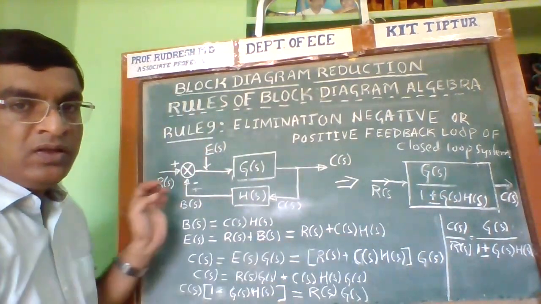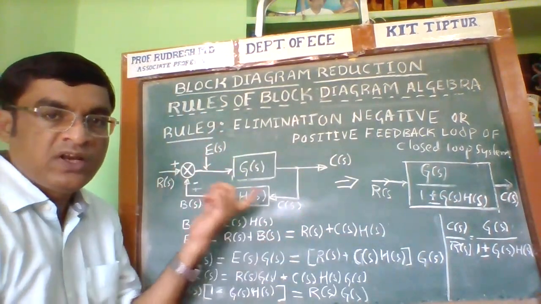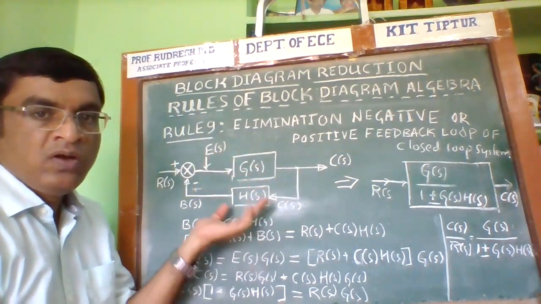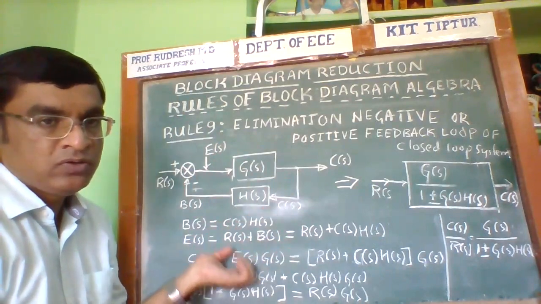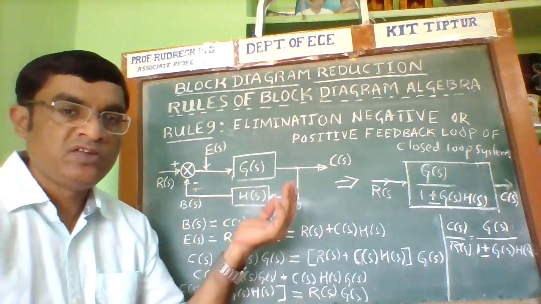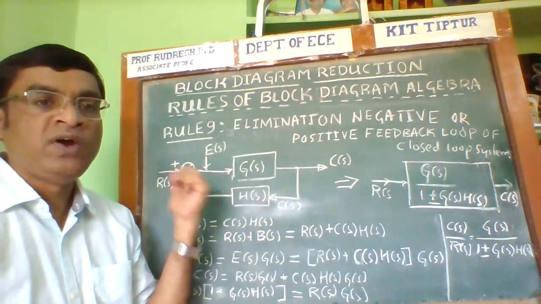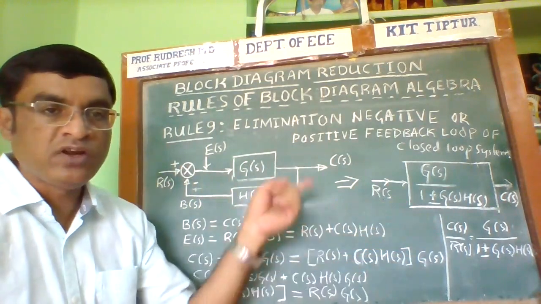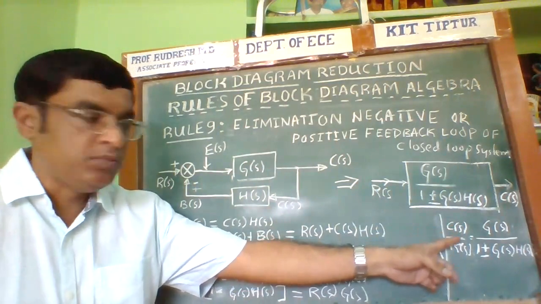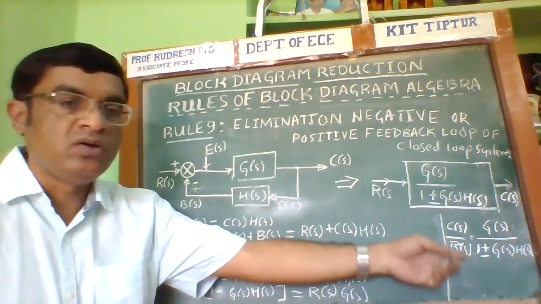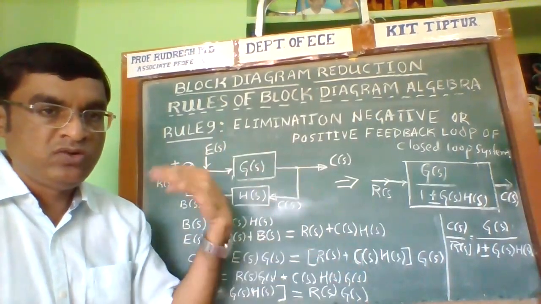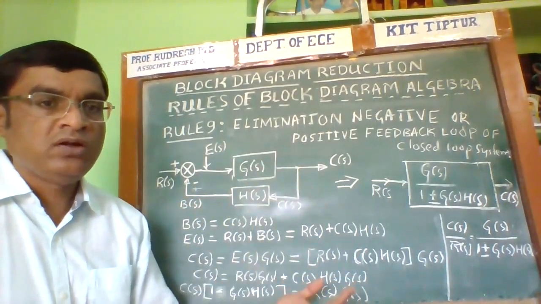Now this is the elimination of the negative or positive feedback loop of the closed loop system. This rule is very important. Sometimes in the examination you will get a question: find or derive the closed loop transfer function of the closed loop system. This is the transfer function of the closed loop system. C of S divided by R of S is equal to G of S divided by 1 plus G of S into H of S, the standard formula. We should remember it.